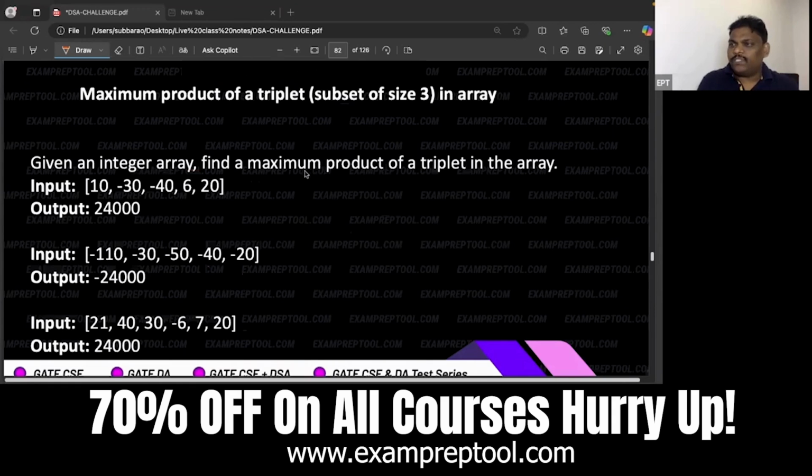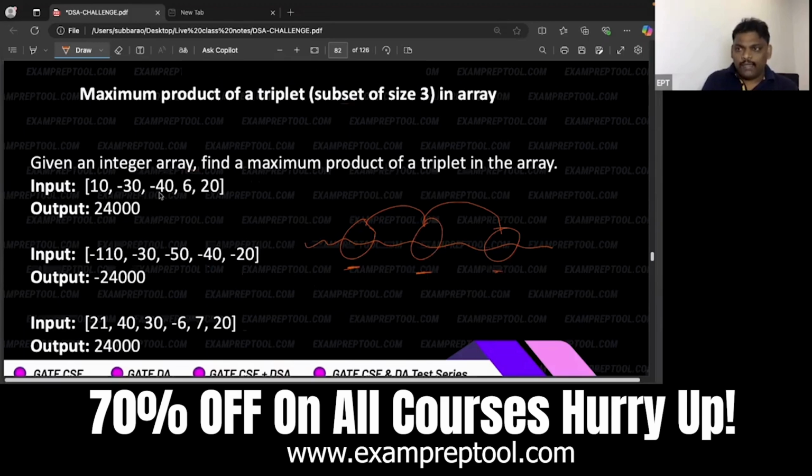So first let me explain the problem once again. This is the given array. In the given array, find any three people, any three, whose product is maximum. That is the goal. Take any three people whose product is maximum.